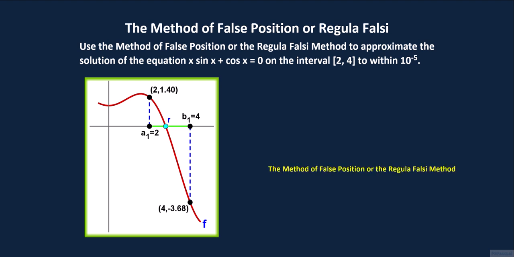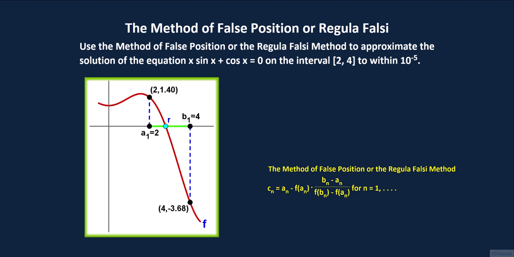At the nth iteration, or iteration n, with the interval a sub n, b sub n, we denote the method of false position's, or the Regula Falsi method's, approximation for the root x equals r by c sub n. c sub n equals a sub n minus f of a sub n times the quantity b sub n minus a sub n, over the quantity f of b sub n minus f of a sub n.